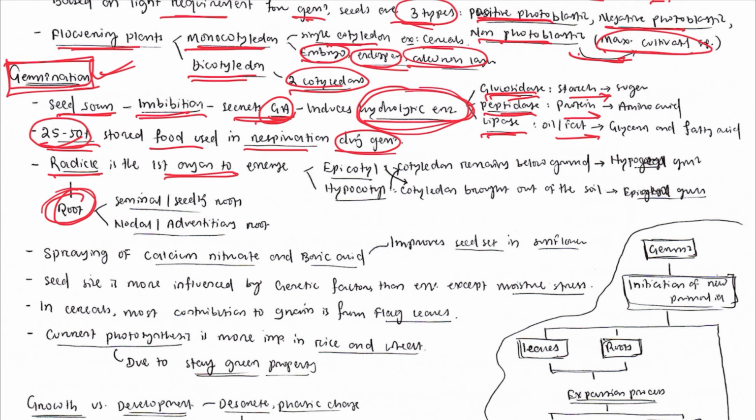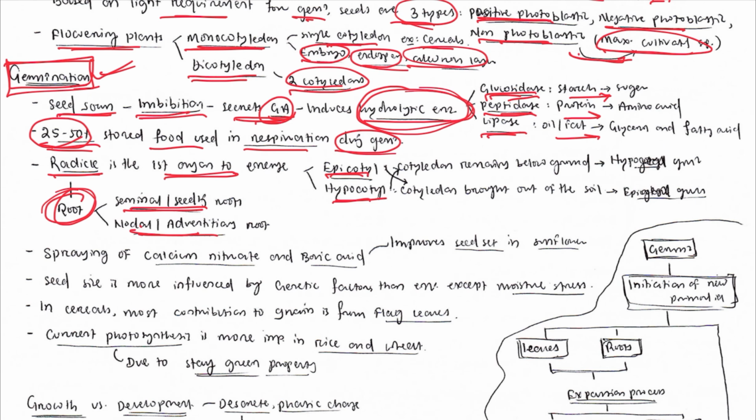Basically, it is found in cereals, like the seminal or seedling root. At the initial stage there is a seminal or seedling root, which degenerates after the formation of the nodal or adventitious root. Now, epicotyl and hypocotyl: epigeal germination means when the cotyledon emerges out of the soil. Hypogeal germination means when the cotyledon remains inside the soil.